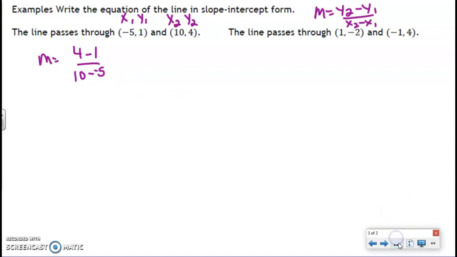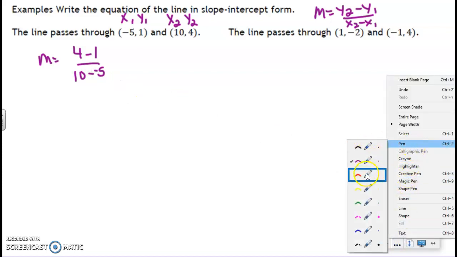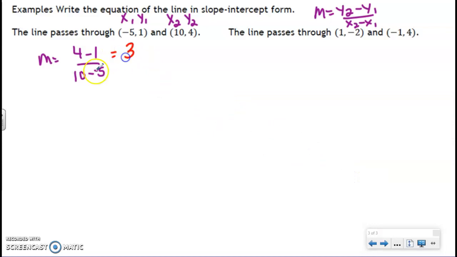each of those. So on the top, 4 minus 1 will give me 3. And on the bottom, I'm going to keep change. So 10 plus 5 is 15. And I can actually reduce that by 3 on both the top and the bottom. So if I divide each of those by 3, I get 1 over 5. And I have my slope here. So I'm going to use that for my m.